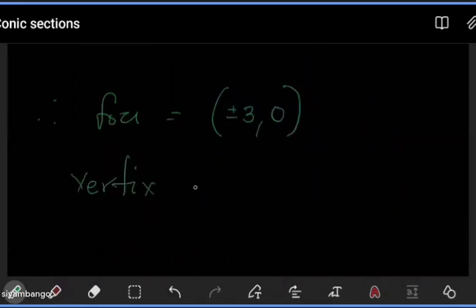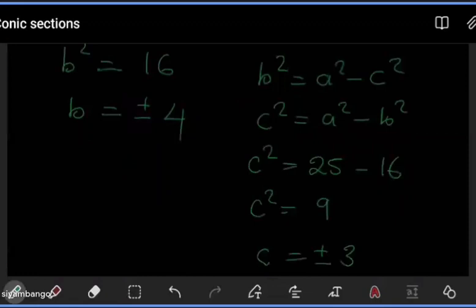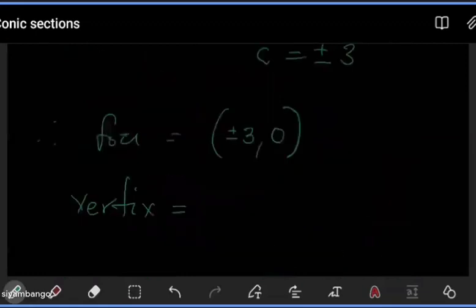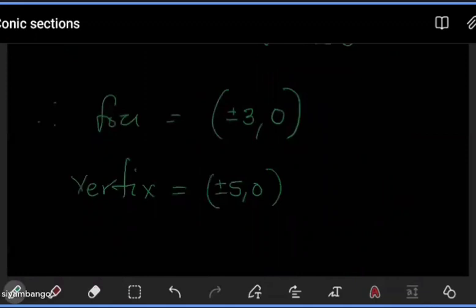For the vertex, what do we have? Again, two of them. We have one at minus 5, the other one at 5. In the vertical axis, they're both at 0. So this is minus 5, 0, and the other one is plus 5, 0. Again, I can compact them into just plus or minus 5, 0. So this becomes the vertex. Any questions?